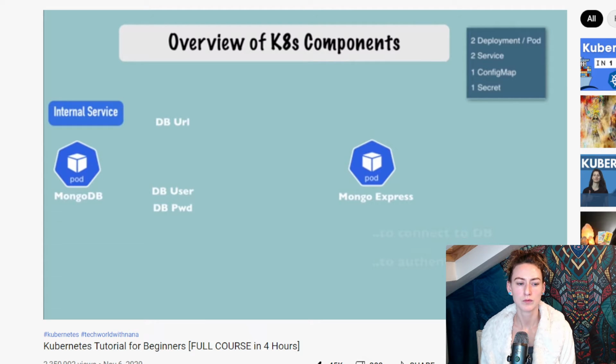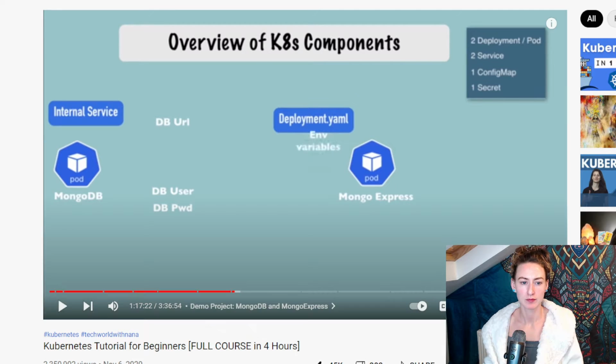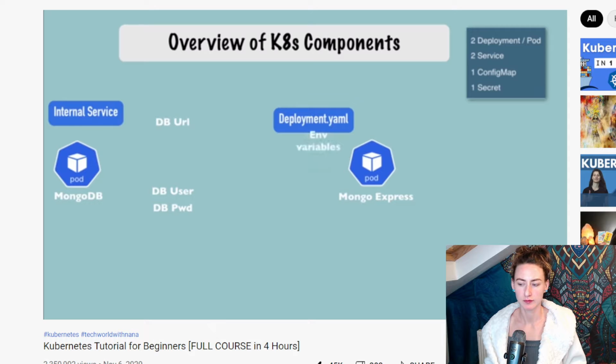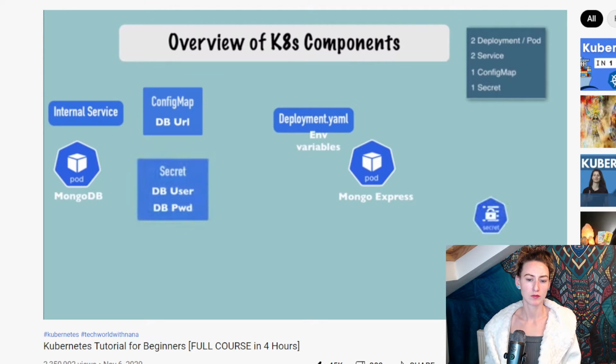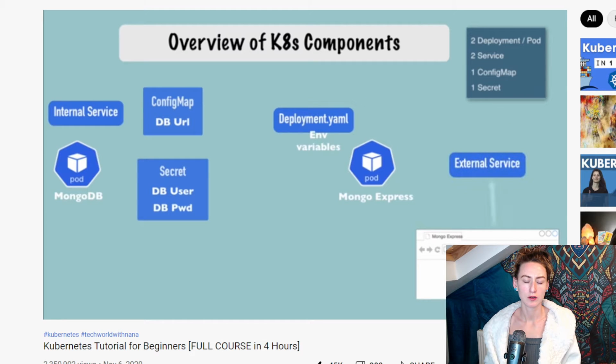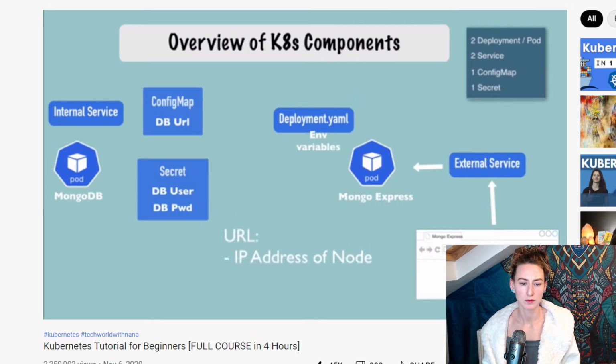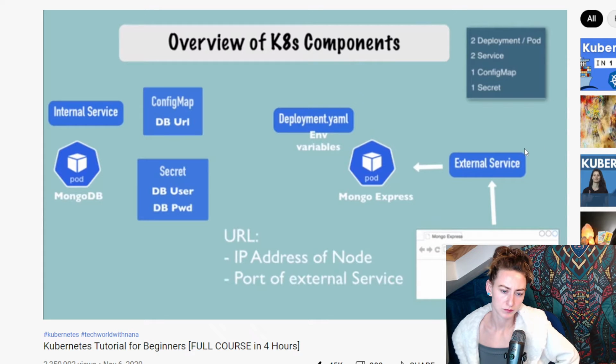So the way we can pass this information to MongoExpress deployment is through its deployment configuration file, through environmental variables. That's how the application is configured. So we're going to create a config map that contains database URL, and we're going to create a secret that contains the credentials. And we're going to reference both inside of that deployment file. So once we have that set up, we're going to need Mongo Express to be accessible through a browser. In order to do that, we're going to create an external service that will allow external requests to talk to the pod. So the URL will be HTTP, IP address of the node, and the service port.